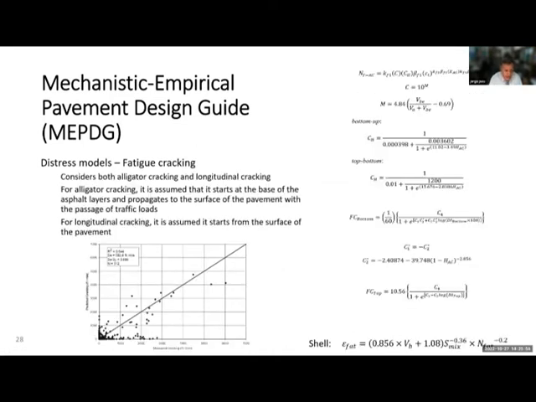I also have here the fatigue cracking distress model, and you can see how complex this model is. And as an example for comparison, we have here at the bottom the Shell equation for fatigue cracking. That is very easy. So as we improve the pavement design models and quality of design, we are improving the complexity of the model. And here you have two examples, one for permanent deformation and one for fatigue cracking.